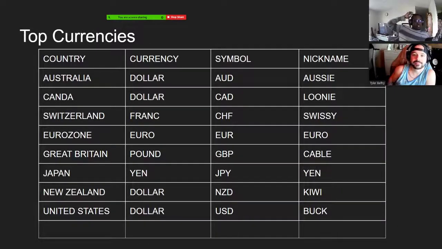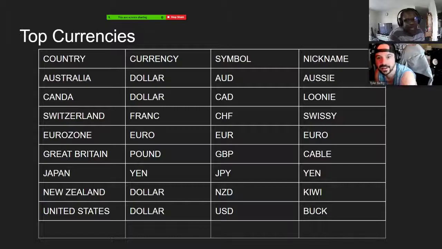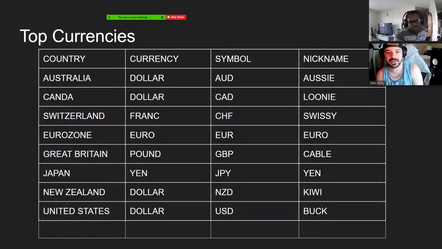Interesting. Okay. So these are the top currencies and their nicknames. You're going to get like the Aussie, the dollar. You didn't even put the rupees up there, bud. No, because these are the top currencies. So we got a bunch that have a dollar, which is United States, New Zealand, Australia, and Canada. And then what is the Switzerland one called? It's called the Swissy. But why is it CHF? That's their symbol. I don't know why they have it.